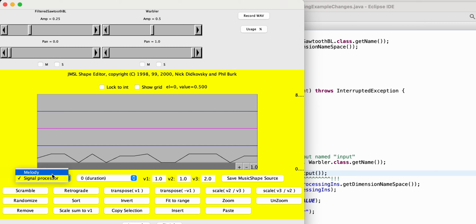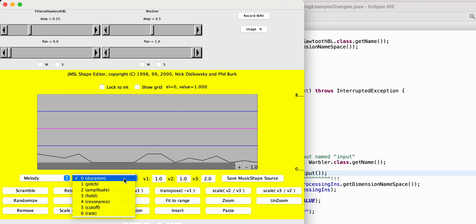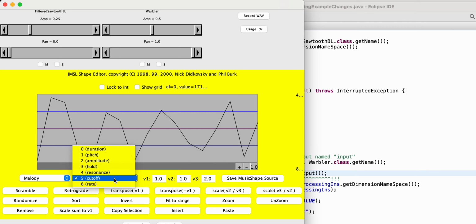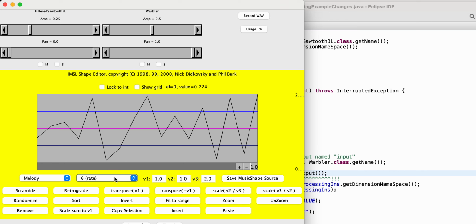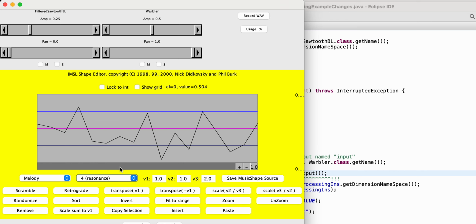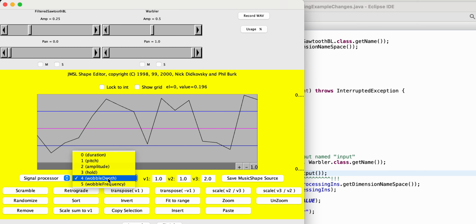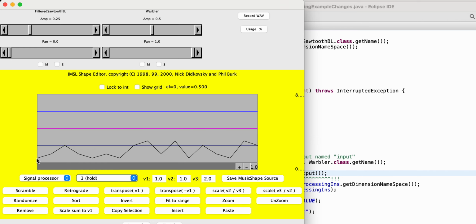and you can see that the melody has pitch, amplitude, hold. Those are the 4 standard dimensions, plus resonance, cutoff, and rate. So that's the contour of the cutoff dimension, that's the contour of the rate and resonance. Those affect the timbre of the sound that we're going to hear. And the signal processor has wobble depth, wobble frequency, in addition to the 4 standard duration, pitch, amplitude, and hold.